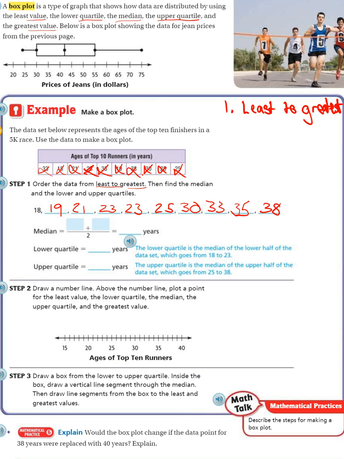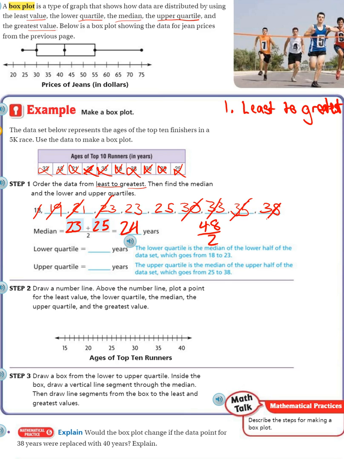Okay, so let's find the median first. We cross them out as we go into the center. Oh, what did they get? Let's see, did I make a mistake here? Let me double check my work. Oh yes, we should have 23 and 25, which is 48, and then divided by 2 would be 24.